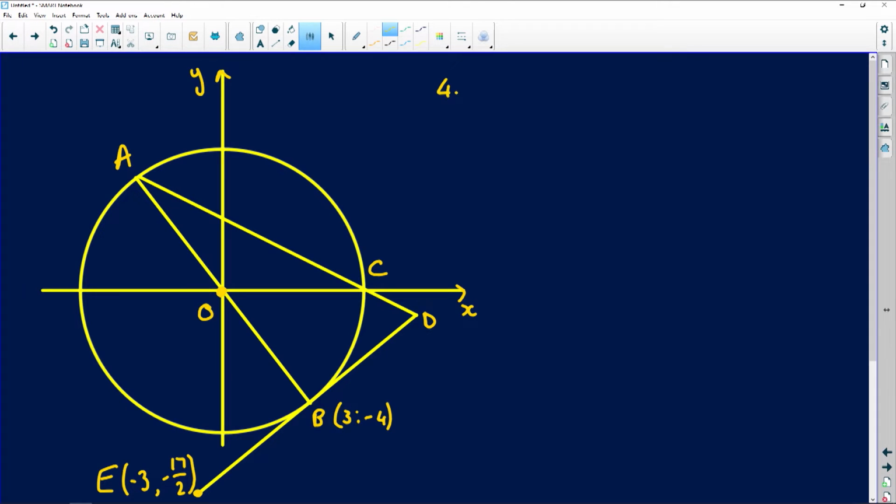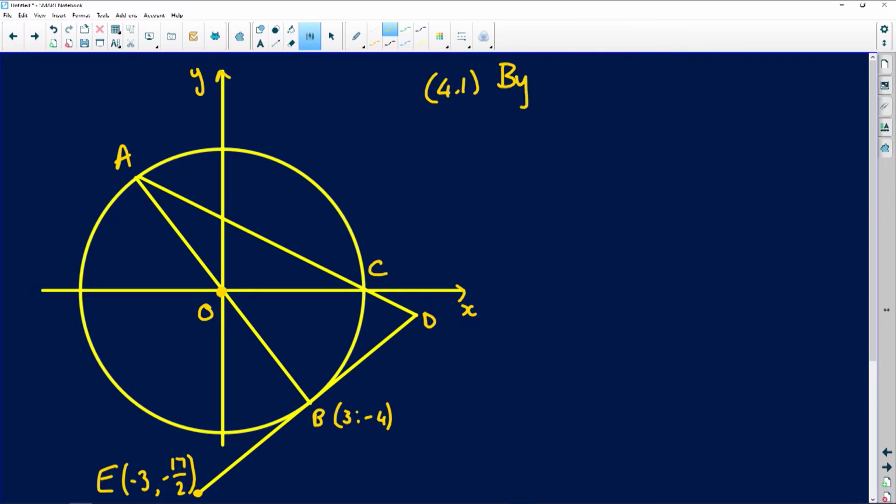So let's start with the first question, for 4 marks: the coordinates of point A. Now, folks, those of you that watched last week would remember me telling you symmetry, symmetry, symmetry. It's a big idea in mathematics. If we have a diameter and that diameter passes through the origin, then the points on the other side of the diameter have a relationship, a symmetry relationship.